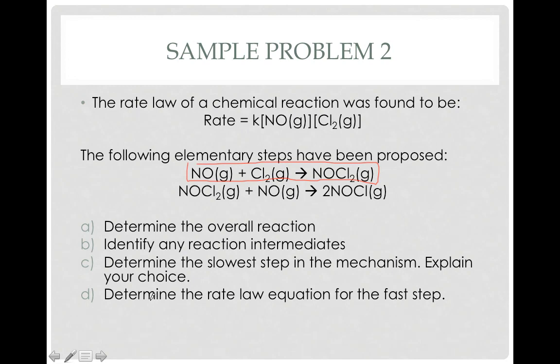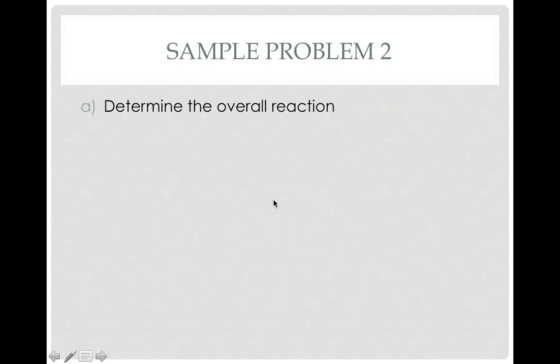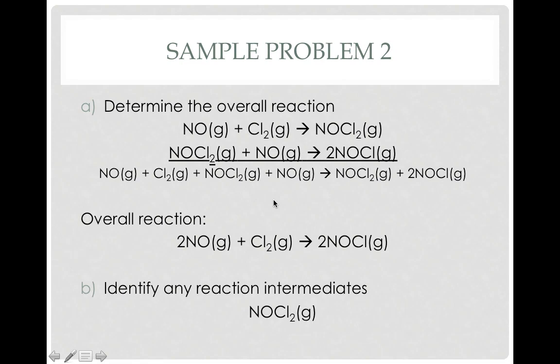The last part asks us to determine the rate law equation for the fastest step. So in here, that's going to be this expression here. So it's simply going to be R is equal to K times the concentration of NOCl2 to the 1 times the concentration of NO raised to the power of 1. Let me pull that up here so you guys can see that.